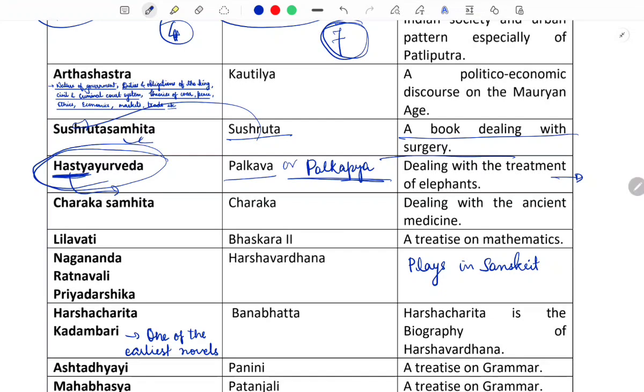The next work is the Charak Samhita by Charak, and it was dealing with ancient medicine and the ancient medicine system. Bhaskar II's Lilavati was a treatise on mathematics. So Lilavati was also dealing with mathematics, and this also belonged to the Gupta age.